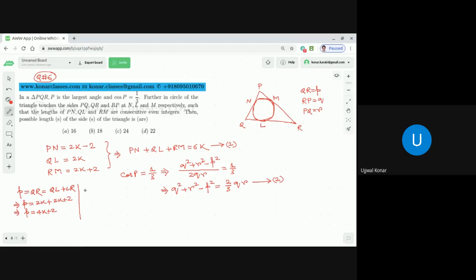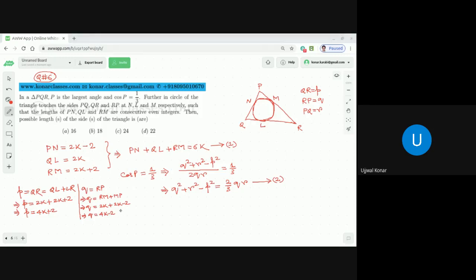So what is the value of Q? Q is nothing but RP. So this implies Q is equal to RP. RP means RM plus MP. Now RM is equal to QL. So that implies RM is equal to QL. QL is nothing but 2K plus MP. MP is nothing but PN, that is equal to 2K minus 2. So this implies Q is equal to 4K minus 2. Dear students, I hope you got it.